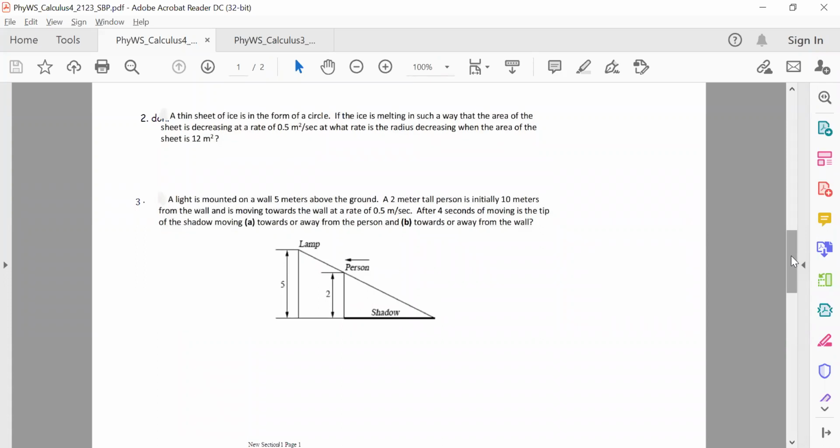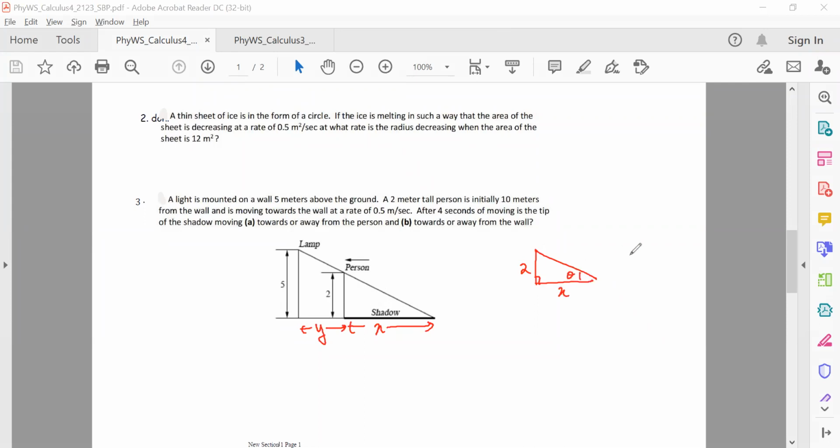Sir, in question 3, we can use similar triangles, right? Yes, exactly. You can use similar triangles. In fact, that is what you have to do here. So you can see that if this distance is x and this distance is y, then first consider this triangle where you have the person's height as the height of the triangle and the shadow of the person as the base of the triangle.